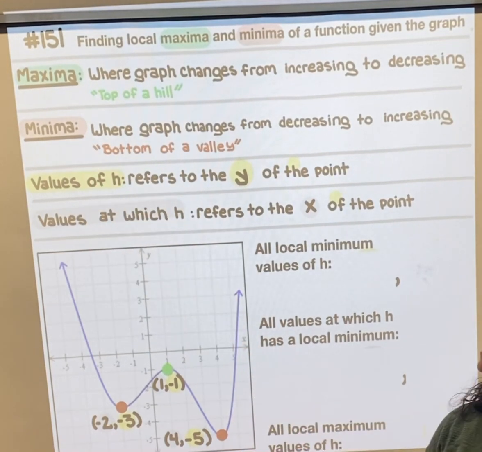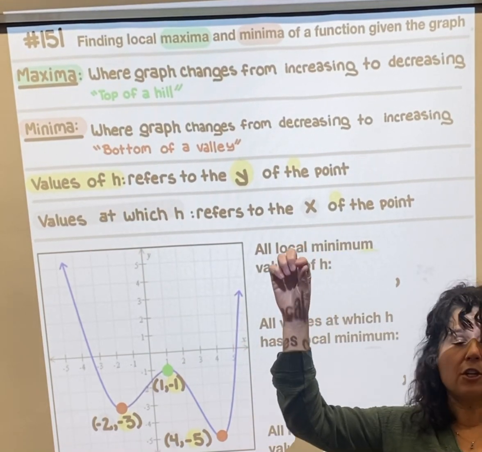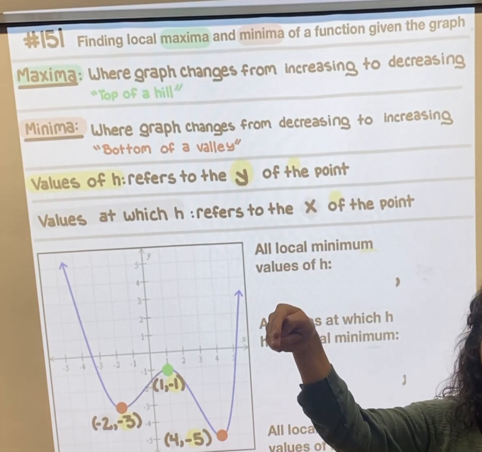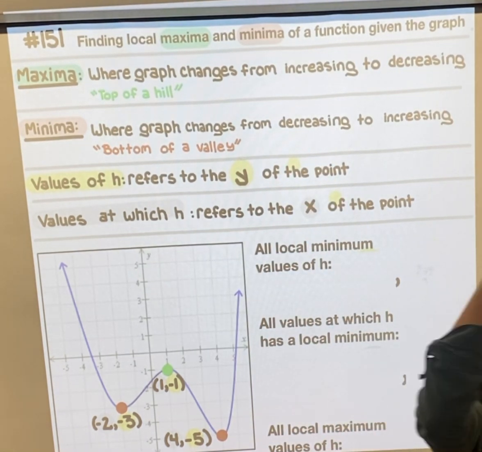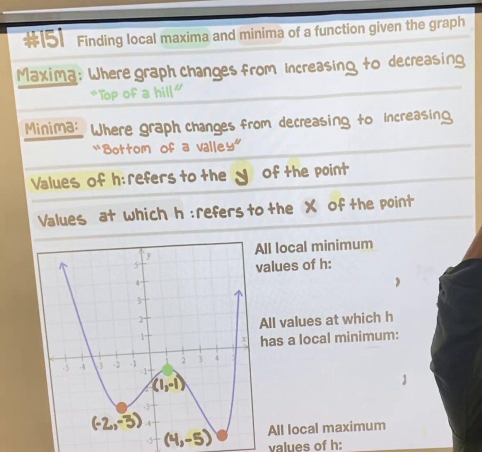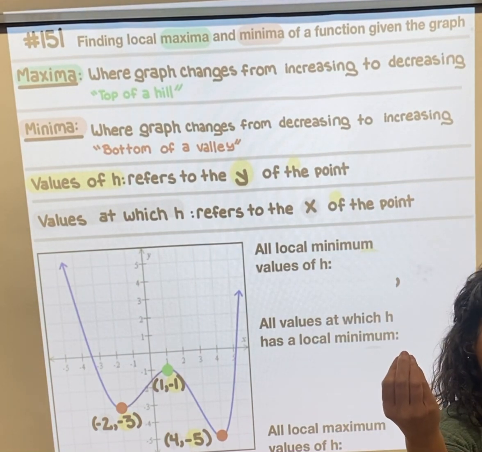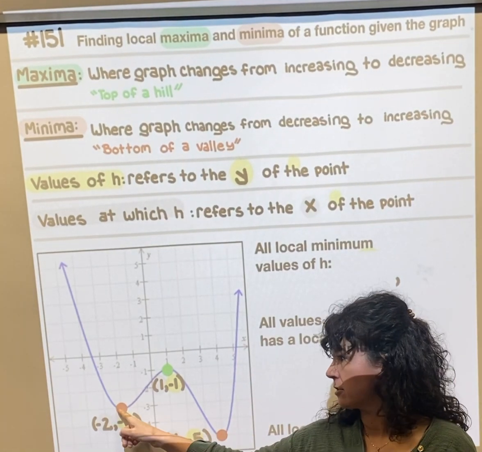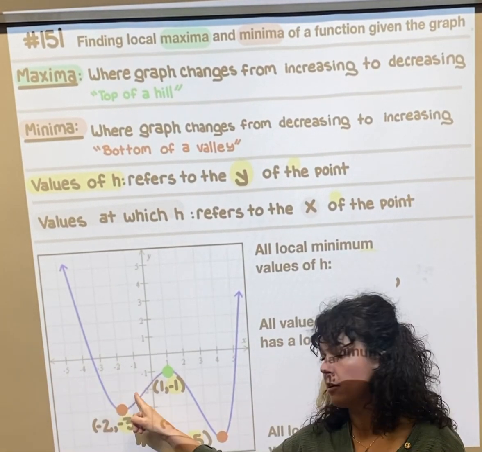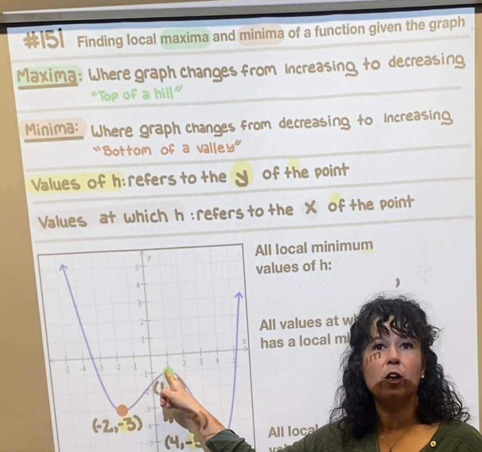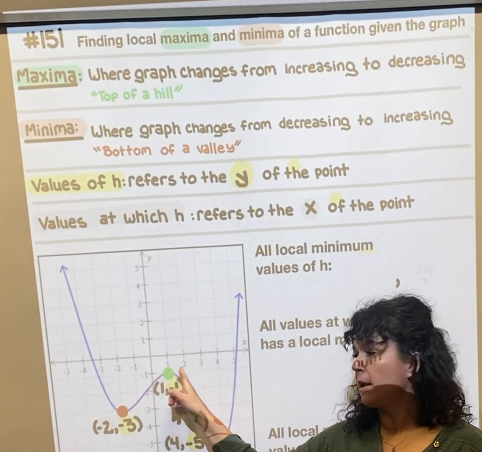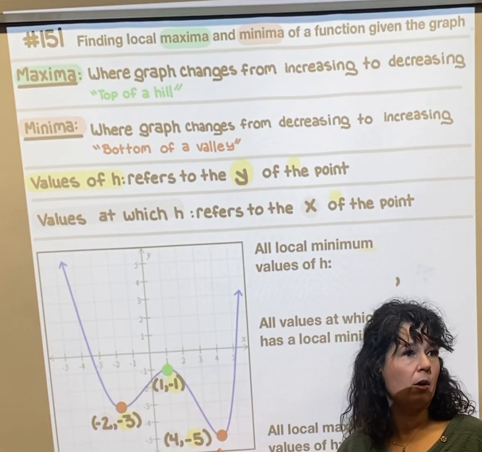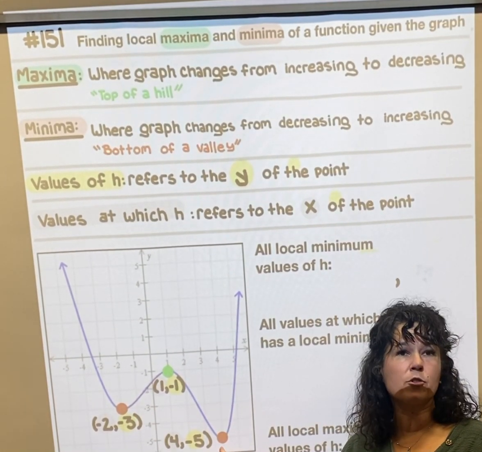Okay, for a minima, your graph is going to go from decreasing to increasing. So you go downhill and then change to uphill. Well, if you go downhill and change to uphill, it's the bottom of a valley, is another way to think of it. So if you just look at this graph, see how this is the bottom of a valley? Here's the top of a hill, and here's the bottom of a valley. So I have a maximum and a couple of minimums. These are local mins and maxes.